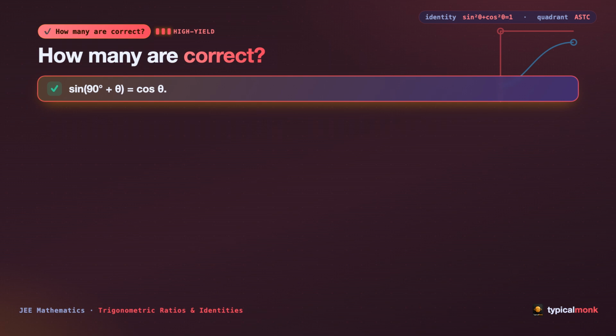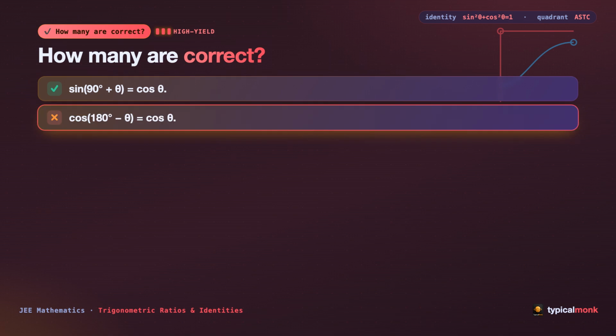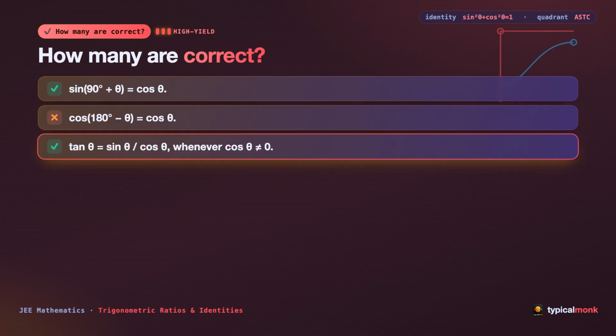Here is a favorite JEE format. I read some statements. You silently count how many are correct. Statement 1. Sine of 90 degrees plus theta equals cosine theta. Hold your verdict. Statement 2. Cosine of 180 degrees minus theta equals cosine theta. Think before you answer. Statement.